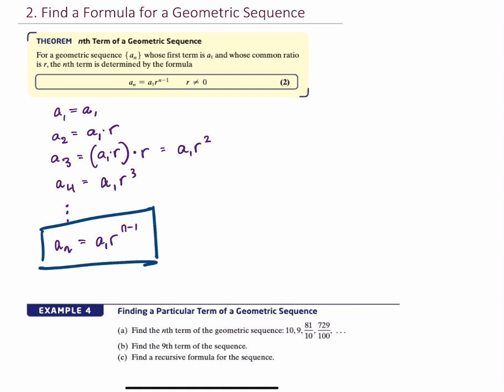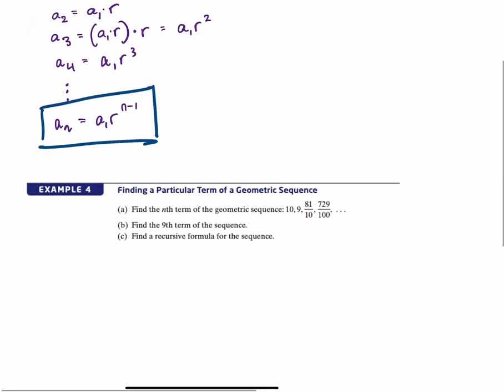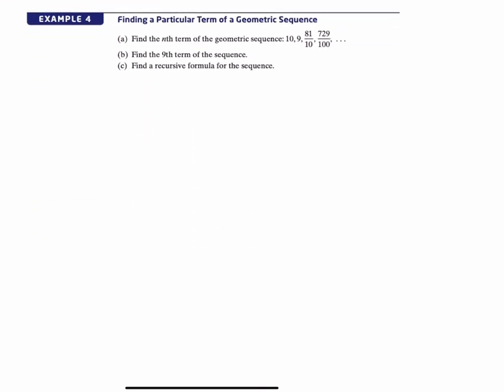So let's use this in order to find a particular term in a geometric sequence. In example 4, they want us to find the nth term of this sequence, which is 10, 9, 81 over 10, 729 over 100, and this continues. It's kind of tricky to see the pattern. We're told that this is a geometric sequence in the prompt of the question, so that's useful. That means we know for sure there should be some common ratio between every successive term.